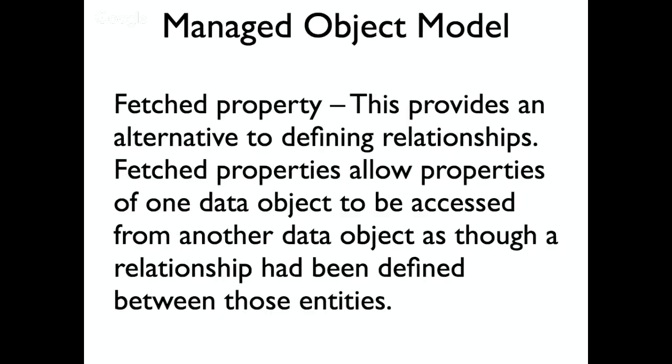There's a thing called fetched properties in the managed object model that provides an alternative to defining relationships. Fetched properties allow properties from one data object to be accessed from another. As an example, say you're saving a picture in an application. You could save it as a string, just the name of the picture, and then when it pulls it up, it uses the picture object to pull it up between the entities.